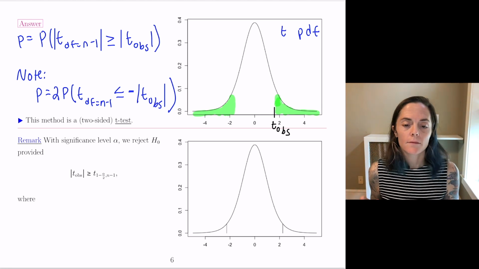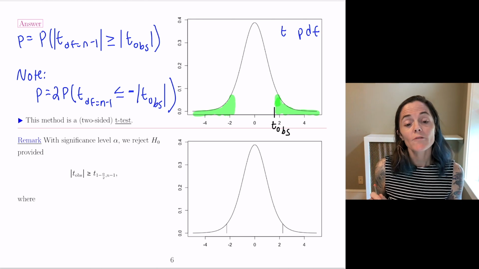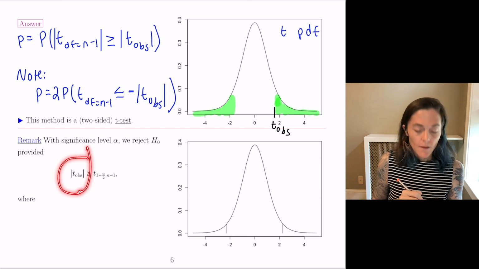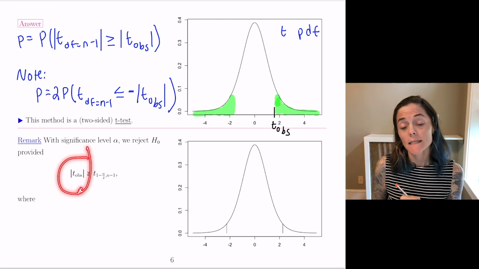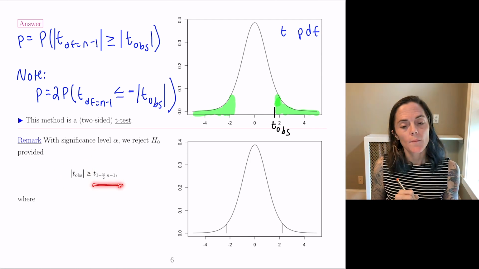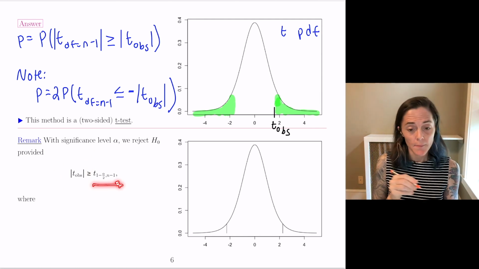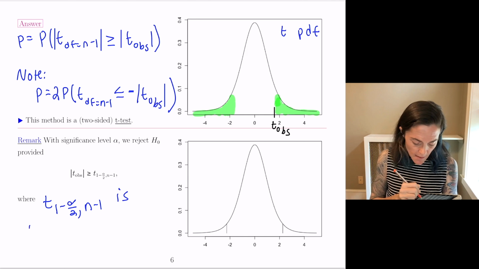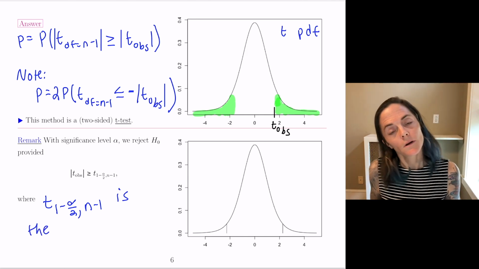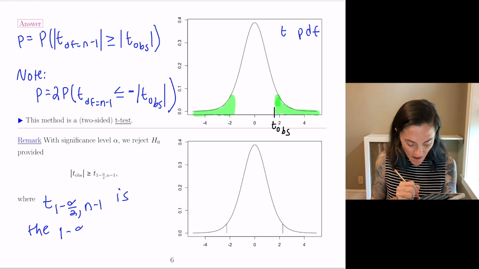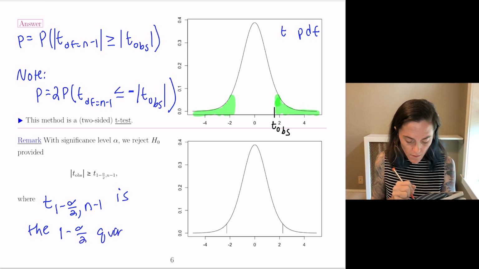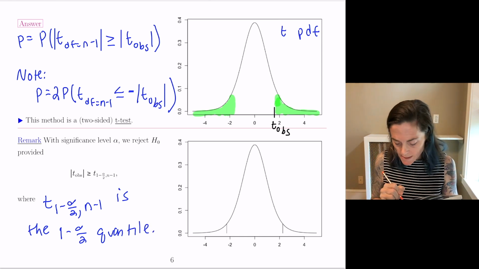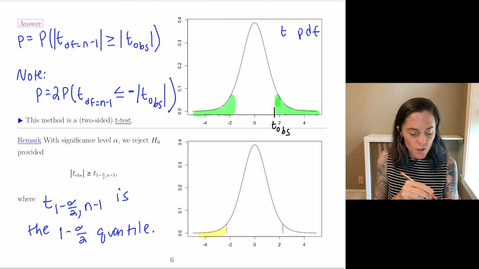Now, as a remark, with significance level alpha, we reject H0 provided the absolute value of our t-statistic is bigger than or equal to t sub 1 minus alpha over 2 with n minus 1 degrees of freedom, where this is the 1 minus alpha over 2 quantile. And I have an example here. So what that says is over here, we have alpha over 2 area.